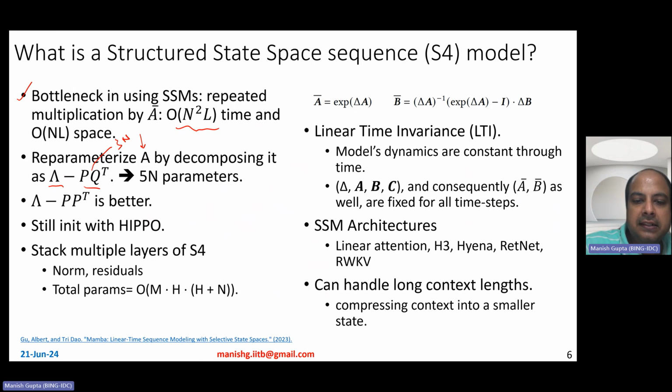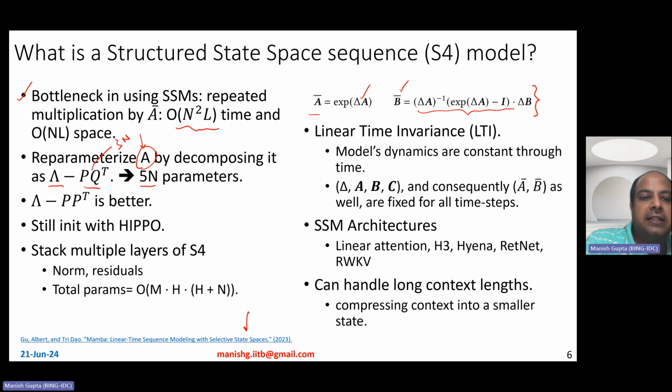Okay. So specifically in this paper, you use a discretization function, which has become popular these days. So you take delta and A, and you get A bar. You have some weird-looking function, and you get B bar. That is how this discretization is typically done. Now, as I was saying, you avoid this n square A by decomposing it into three n-sized vectors, lambda, P, and Q. That totally gives you 5n parameters, because 3n for A, and then n for B and n for C. So that's 5n parameters.